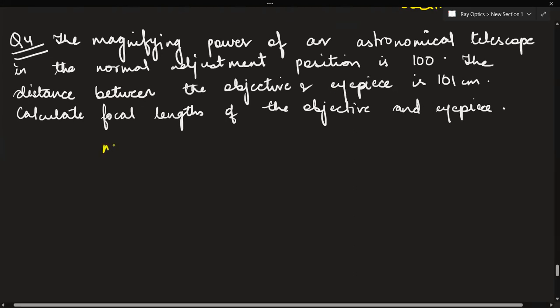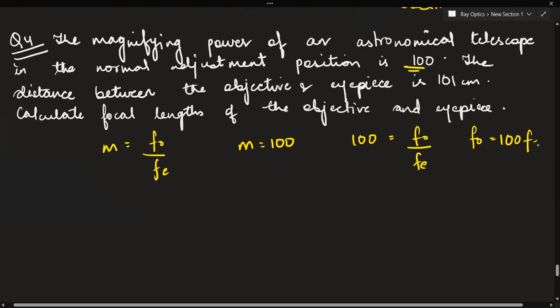Now, see, magnification is equal to what? Magnification is F naught divided by Fe. Now, what is this 100? This is magnifying power, means magnification is given to you as 100. So, 100 is equal to F naught divided by Fe. You can establish a relationship between them, means F naught is 100 times Fe.